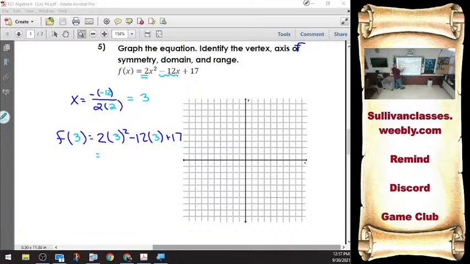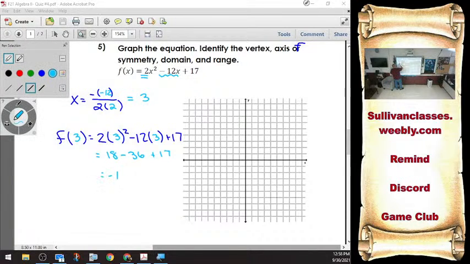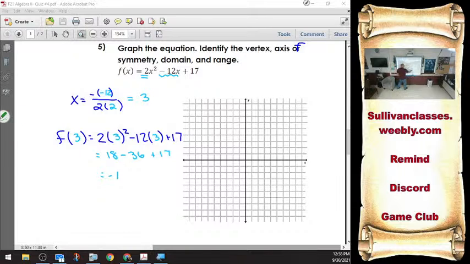Getting 3 squared is 9. 9 times 2 is 18. 12 times 3 is minus 36 plus 17. 18 minus 36 is -18. -18 plus 17 is -1. So it actually ain't too bad. So we're going to head over here to 3, -1.